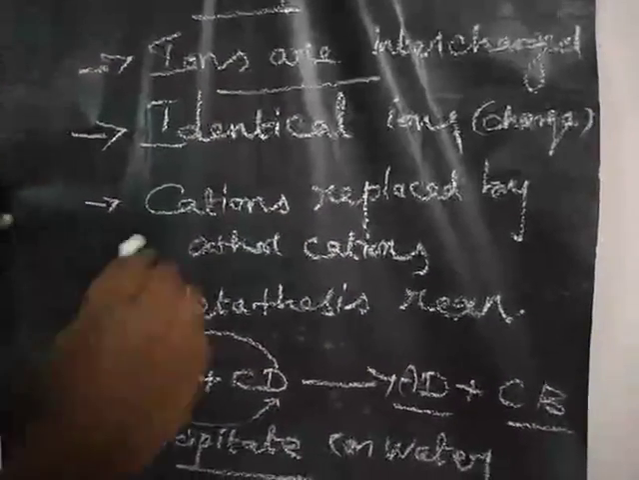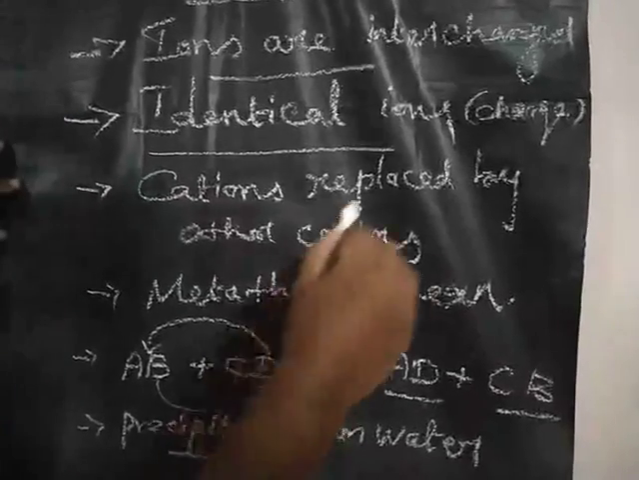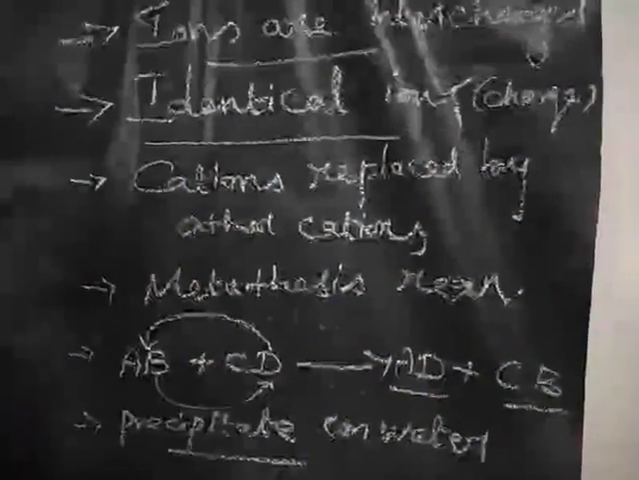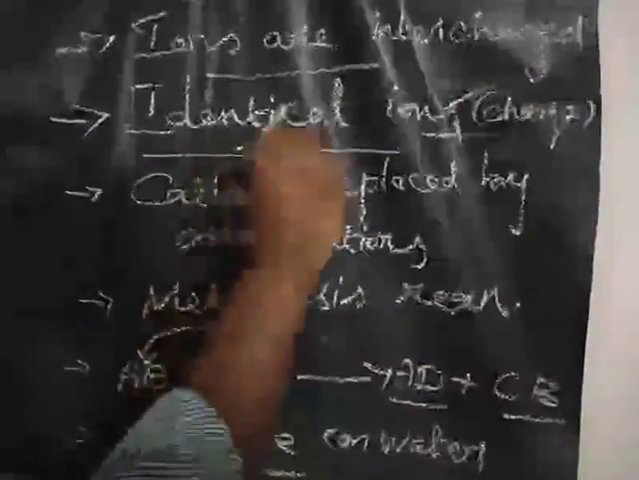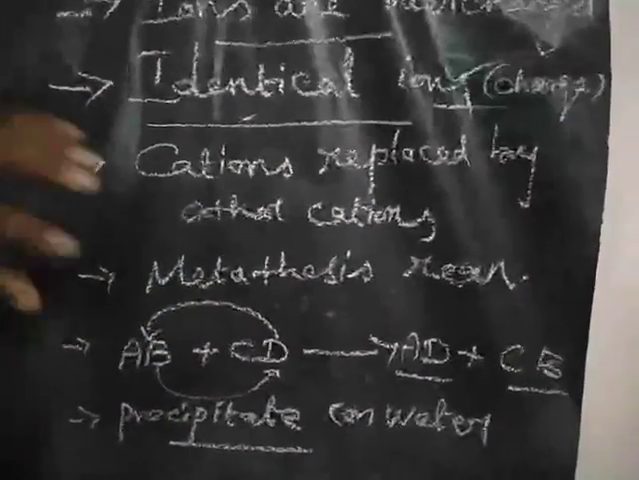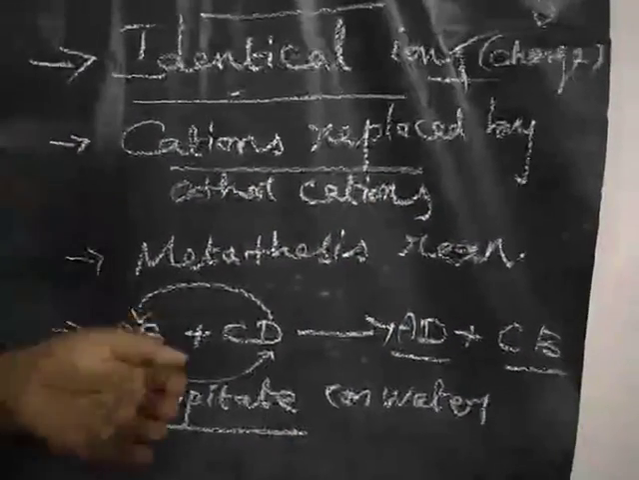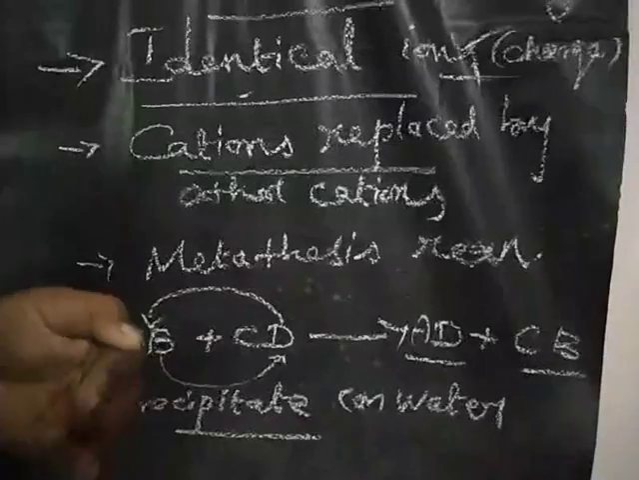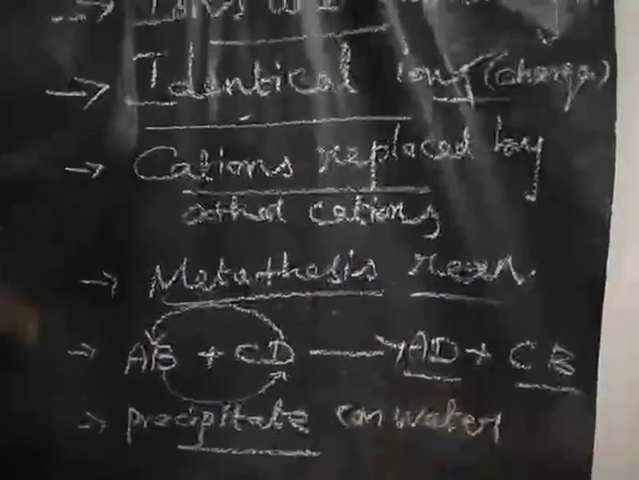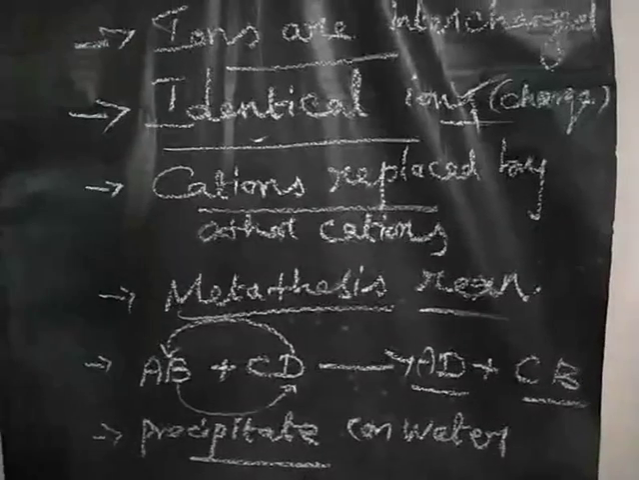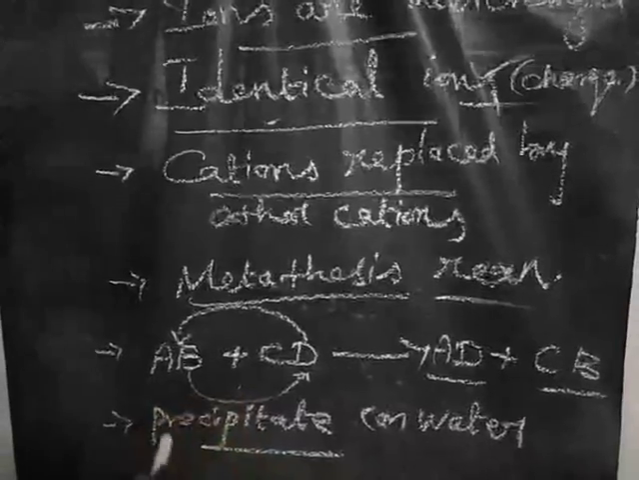What type of ions are interchanged? Identical charges of the ions are interchanged. Ions means charged particles. Cations are replaced by cations. The other name of this reaction is metathesis reactions.